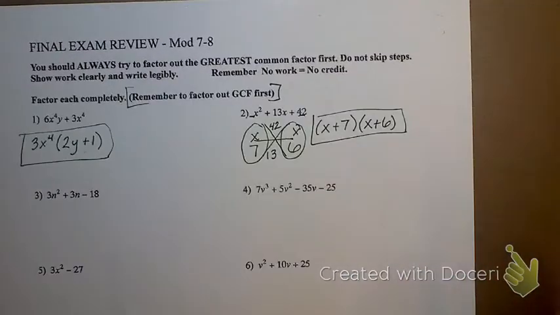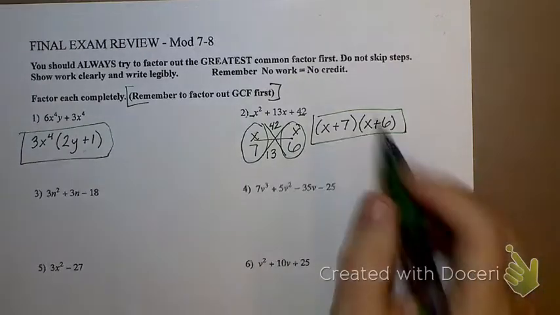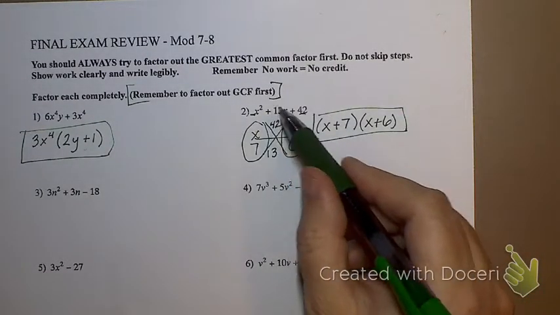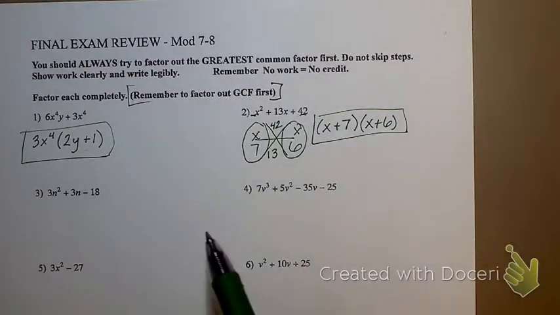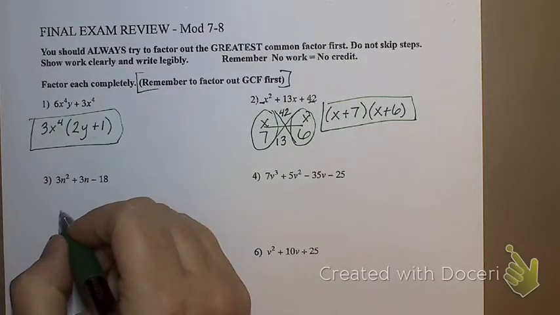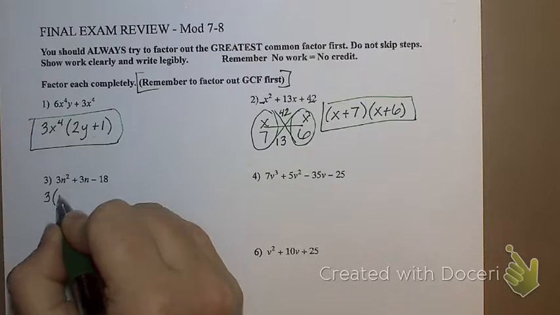Can I check my answer if I wanted to? Maybe, yes. How would I do that? Multiply it out, and I should get that, if I did it correctly. Easy peasy, lemon squeezy. Okay. Number 3. What do they have in common? So if I take out a 3, what's left inside?